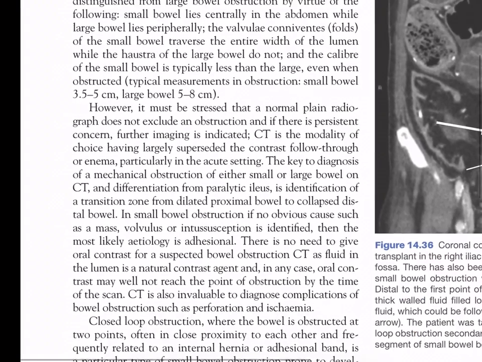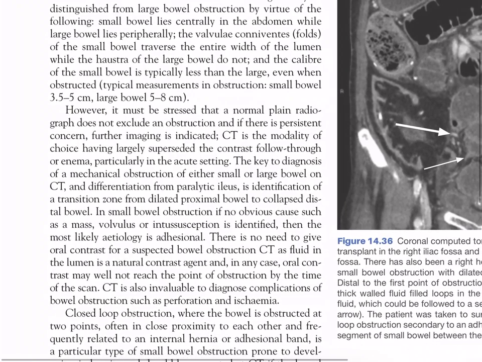However, it must be stressed that a normal plain radiograph does not exclude an obstruction, and if there is persistent concern, further imaging is indicated. CT is the modality of choice, having largely superseded the contrast follow-through or enema, particularly in the acute setting. The key to diagnosis of a mechanical obstruction of either small or large bowel on CT, and differentiation from paralytic ileus, is identification of a transition zone from dilated proximal bowel to collapsed distal bowel.